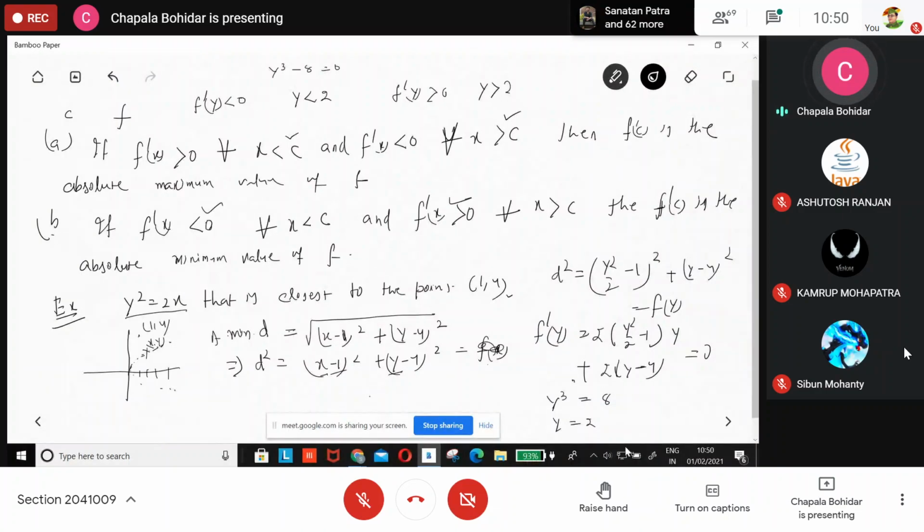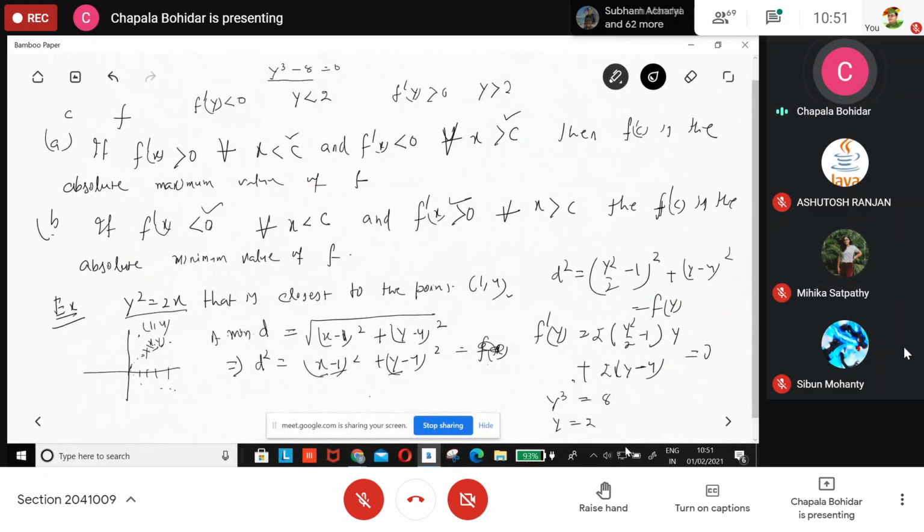I'm getting the value f dash y is less than 0 when y is less than 2, and f dash y is greater than 0 when y is greater than 2. Ma'am, can you repeat this one? Which one shall I repeat? Tell me. Ma'am, the definition. Okay. Ma'am, we got the value. How did you solve using the definition? Okay, how did you solve?